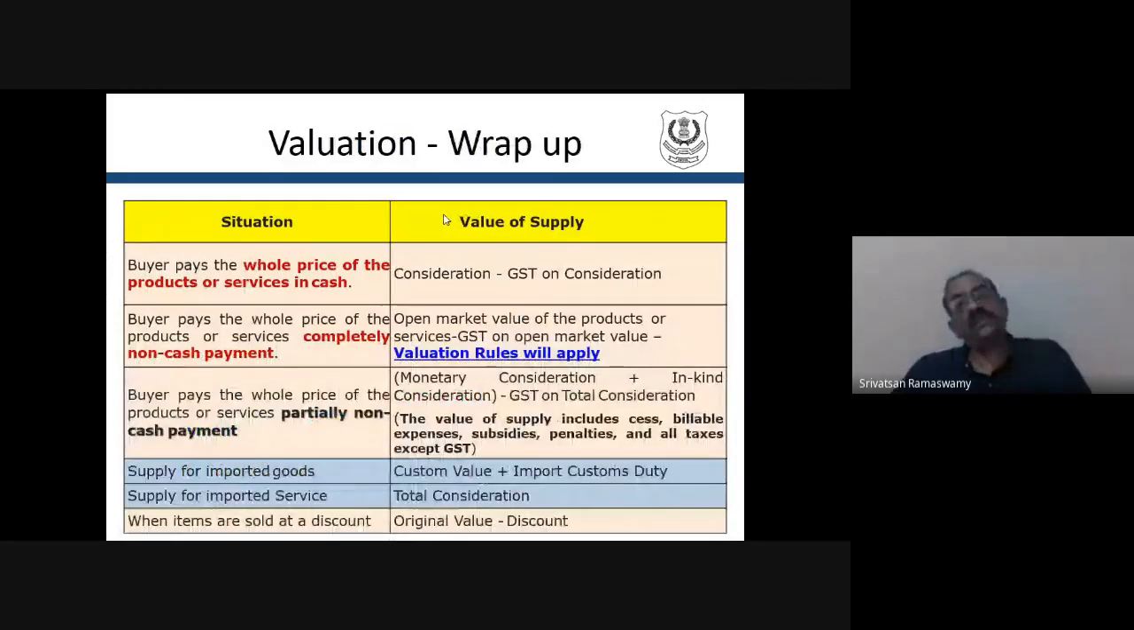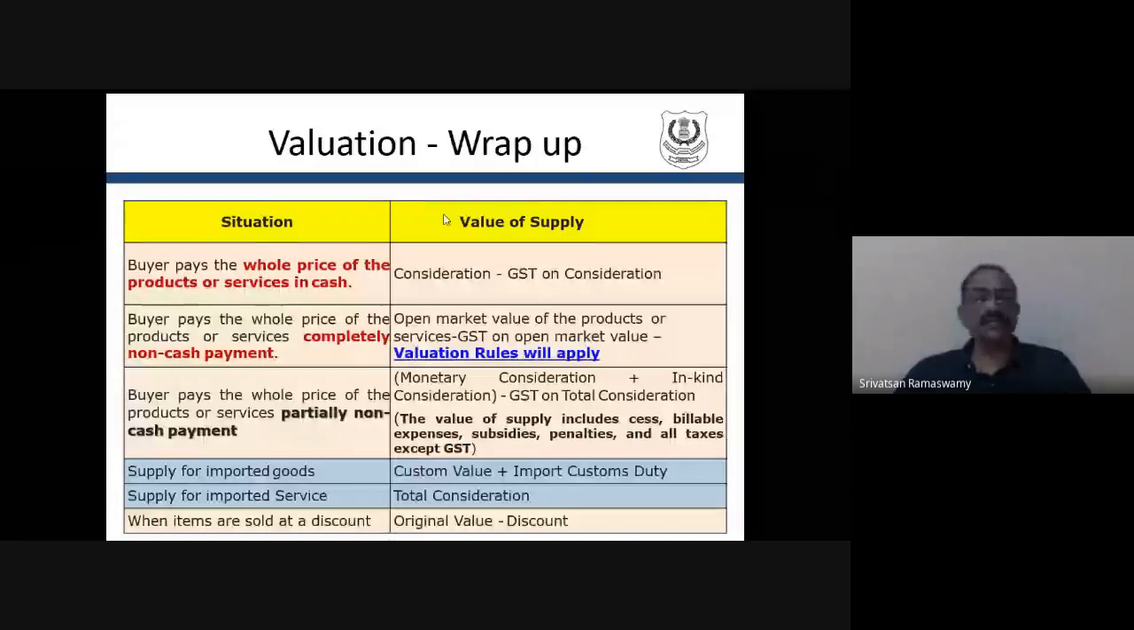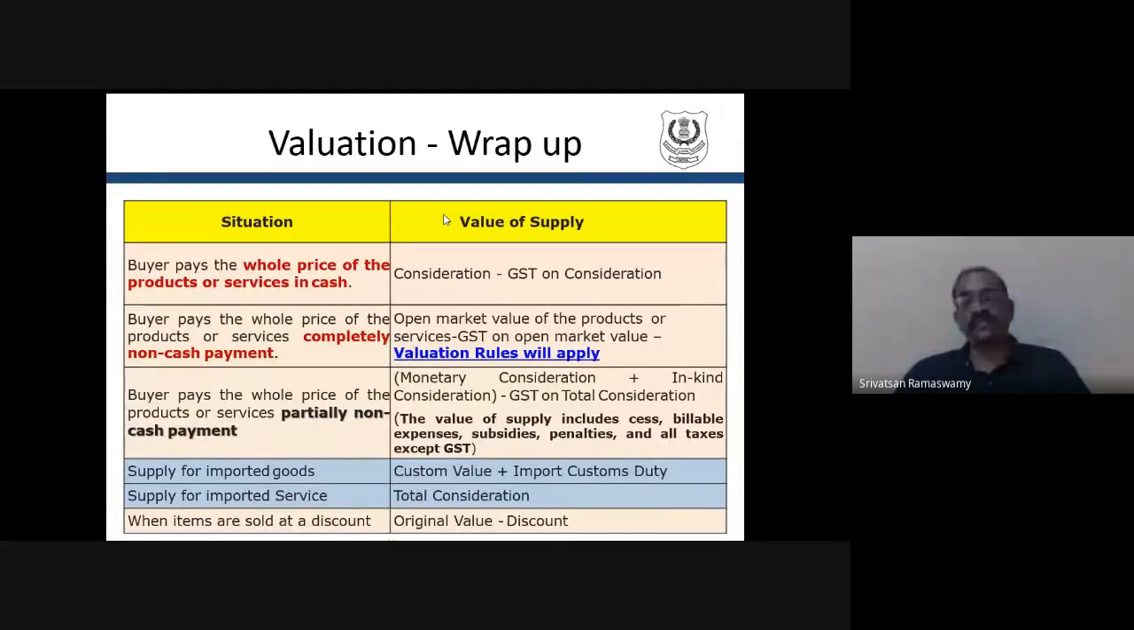So just to wrap up what this valuation is all about, it shall be the consideration, which will be the transaction value. And when we speak about consideration, we should also remember that consideration at all times need not be in cash. Cash includes not only payment by currency, it includes payment by negotiable instruments, payment by bank transactions, or payment by any other means, right? So cash does not specifically mean currency. If the whole consideration is paid by cash, then the entire consideration will be the transaction value.